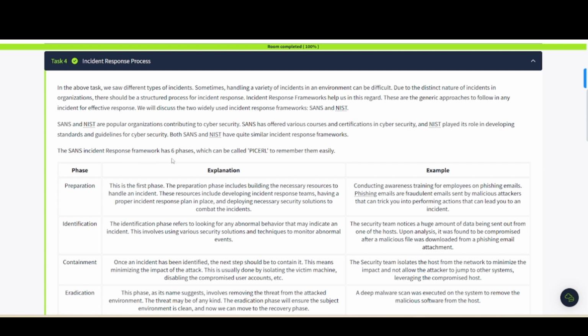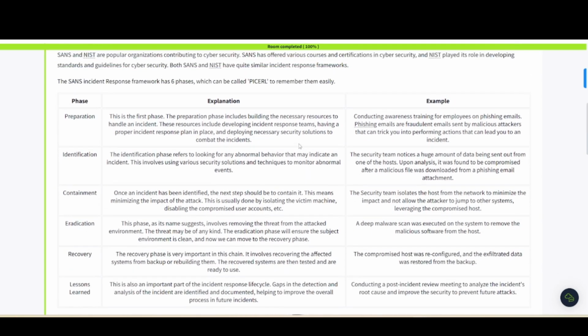The SANS incident response framework has 6 phases, which are called PICERL, I guess, to remember them easily. Okay, so I'm not going to read through all these here, but let's just go over a little bit of these. Preparation, this is the first phase. The preparation phase includes building the necessary resources to handle an incident. These resources include developing incident response teams, having a proper incident response plan in place, and deploying necessary security solutions to combat the incidents. Example, conducting awareness training for employees on phishing emails.